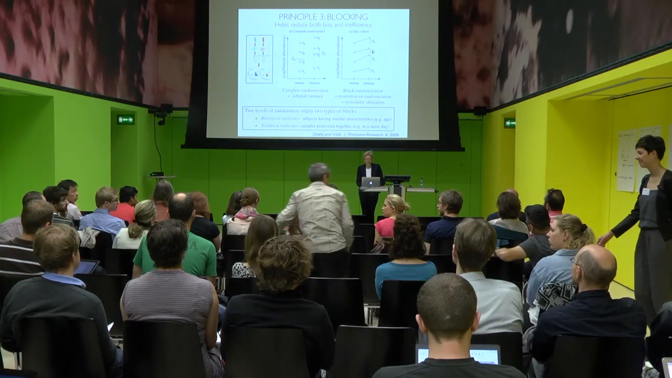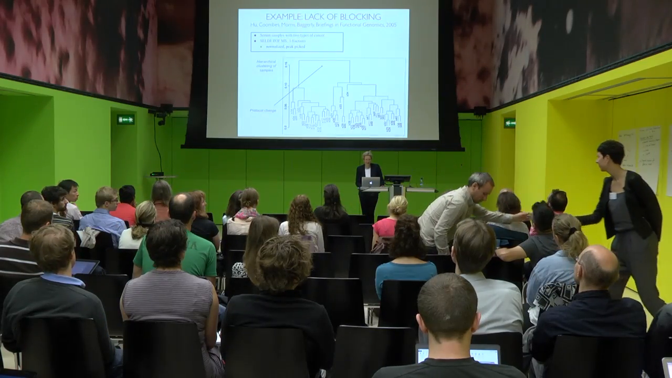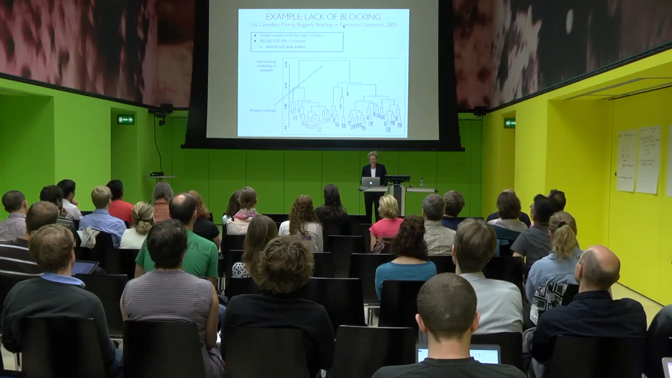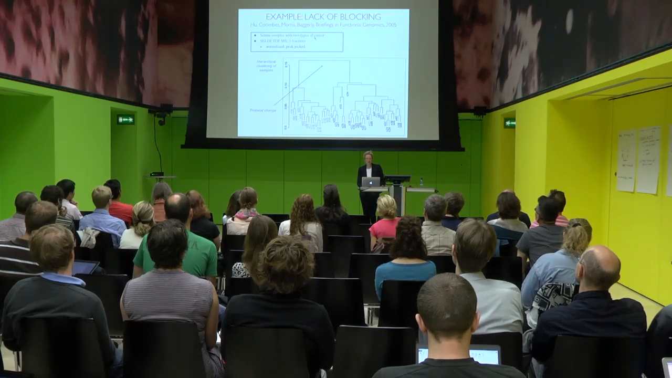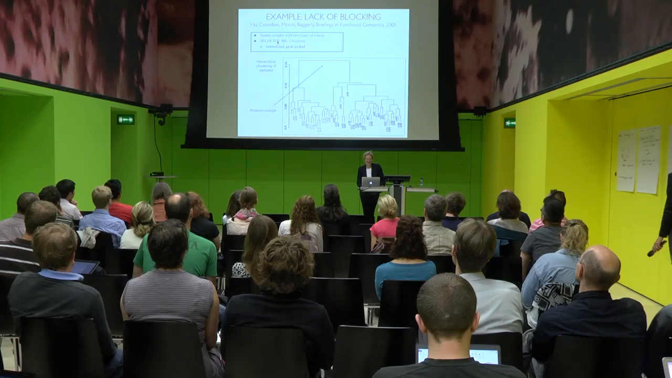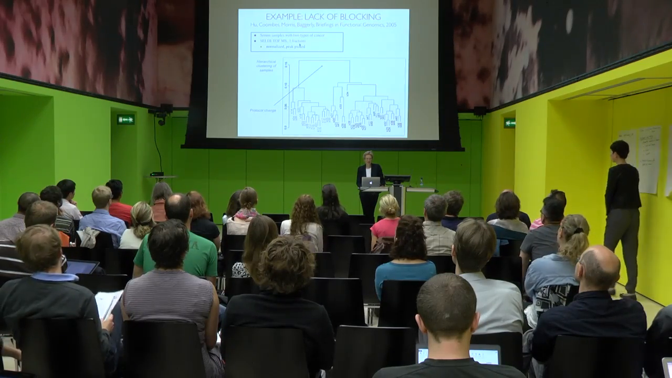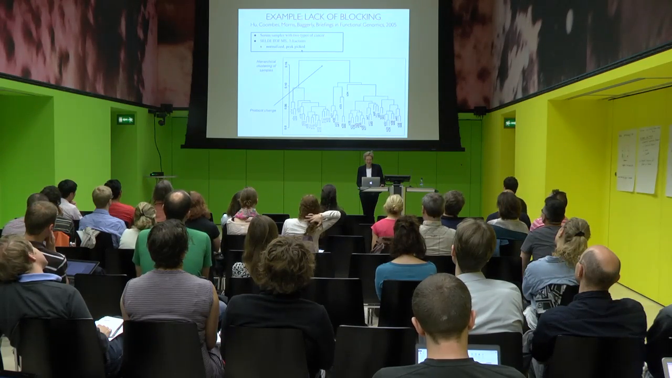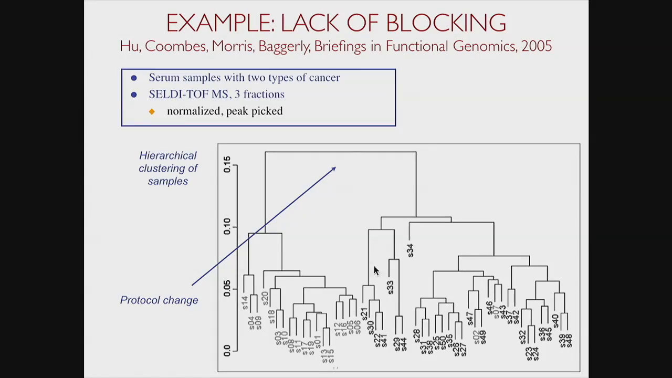Okay, so let me give you a little bit more examples on that. So this is again from the same paper. So another example like that. This time they have two types of cancer. Again, cell-death off, normalized, peak, all the right things, right? So they did again the dendrogram. They found two groups, and they were very excited because they had two groups of cancer.